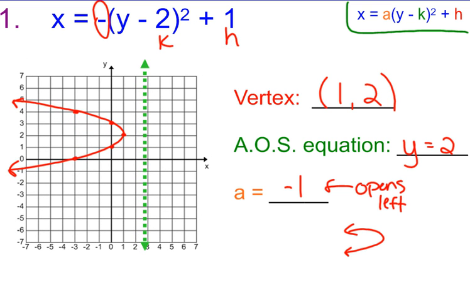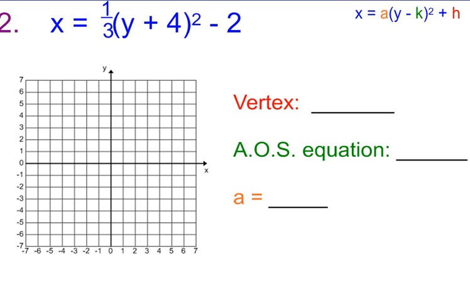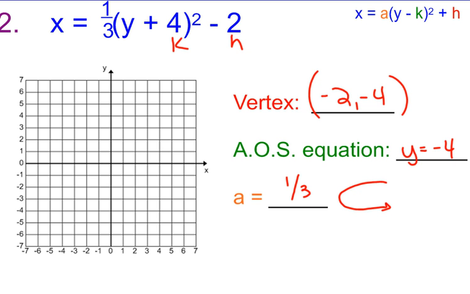So let's try the last one that we're going to graph. We will hopefully see again that we have h and k. So my vertex is -2, -4. My axis of symmetry would be y equals -4. And my a value is 1/3. So I know my parabola moves to the right. Now this can be really hard because I don't know how to move with 1/3 probably. Maybe you picked up on the pattern, but I kind of doubt it. So when I go to plot this point, I know it's going to be -2, -4, but I'm not sure how to move from here.